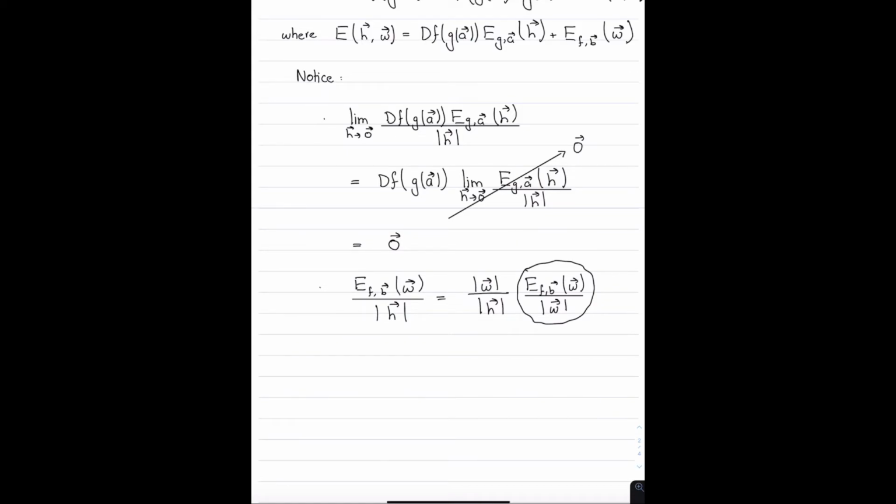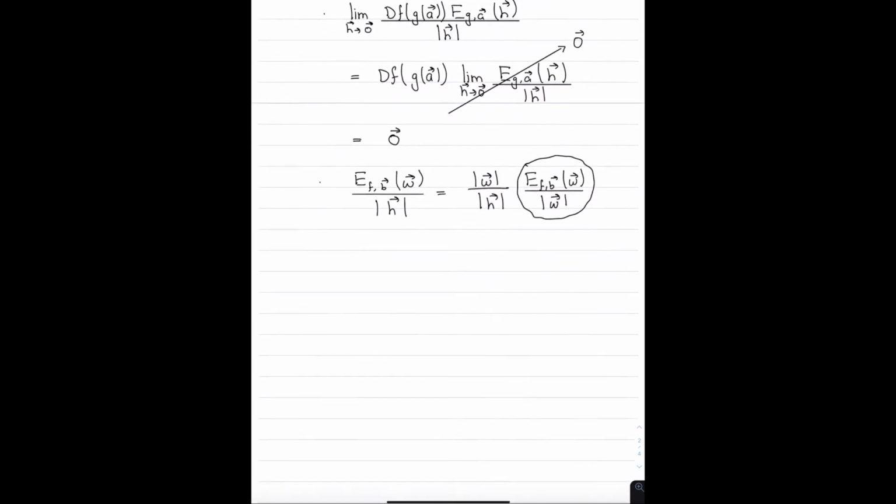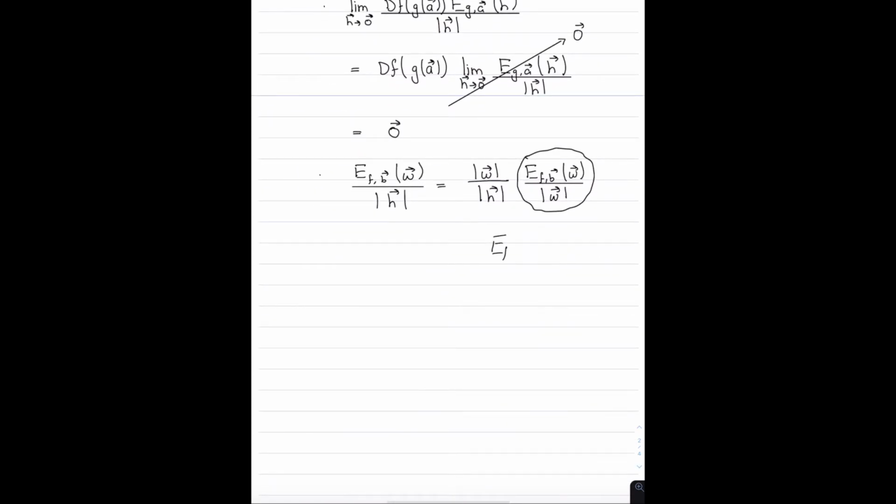Now, why is that the case? This is simply because f is differentiable at b. So if f is differentiable at b, what we knew already was this, that if f is differentiable at b, then this thing goes to 0.